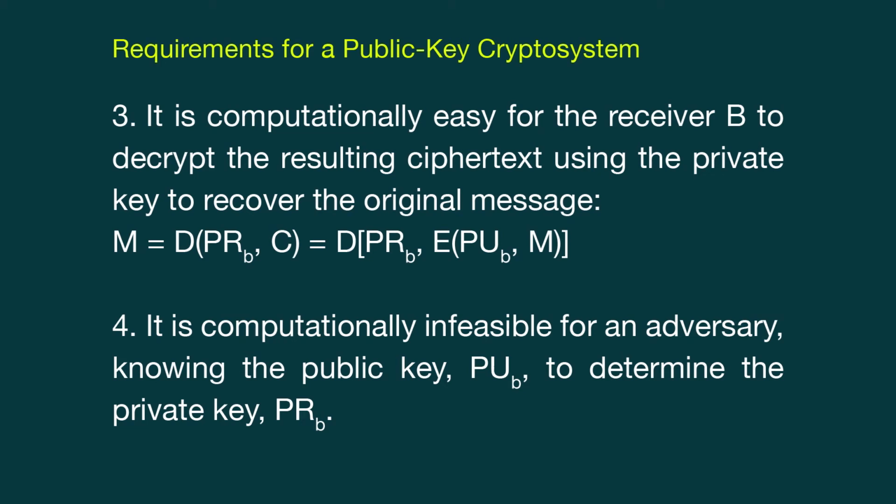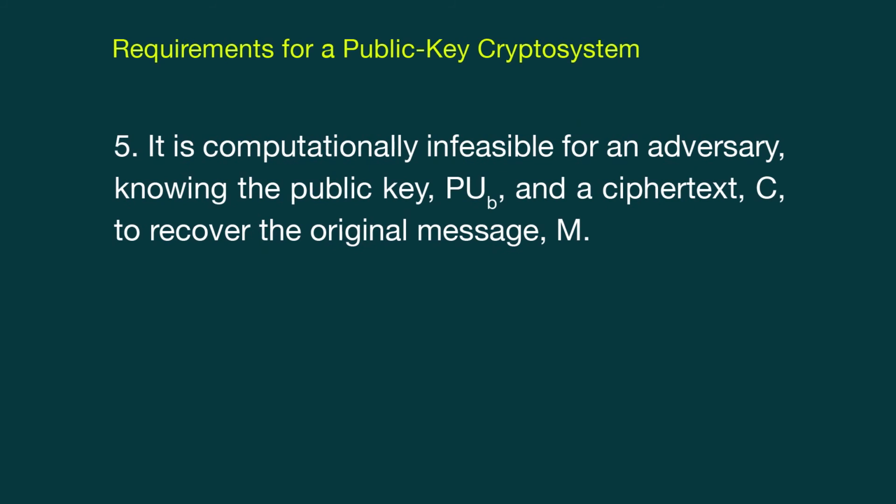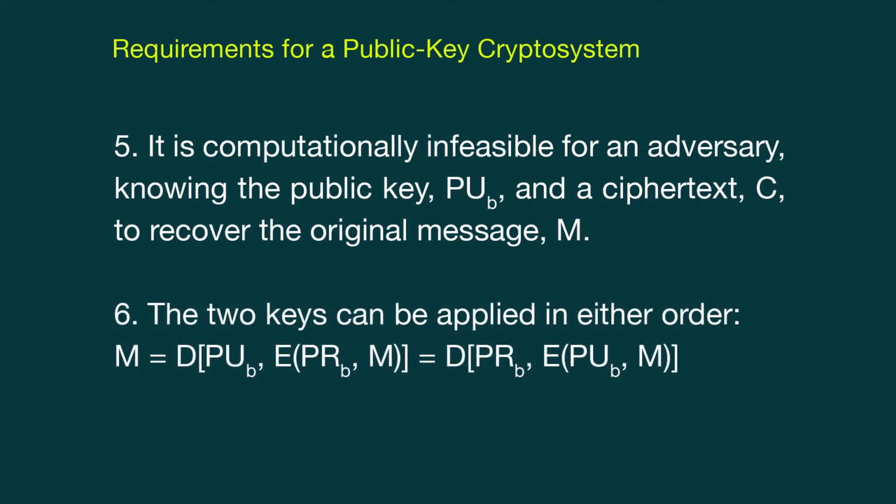It is computationally infeasible for an adversary, knowing the public key PUb, to determine the private key PRb. It is computationally infeasible for an adversary, knowing the public key PUb and the ciphertext C, to recover the original message M. We can add a sixth requirement that, although useful, is not necessary for all public key applications. The two keys can be applied in either order: M = D(PUb, E(PRb, M)), which is equal to D(PRb, E(PUb, M)).